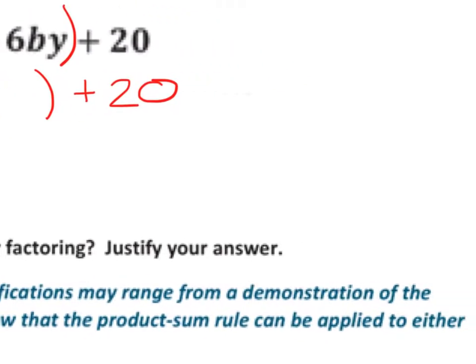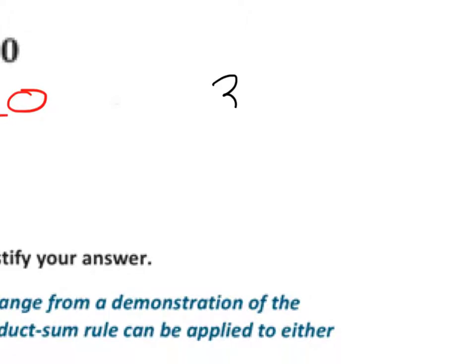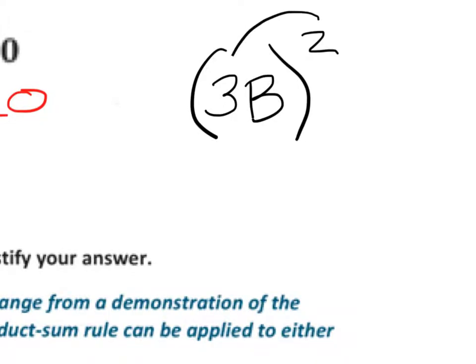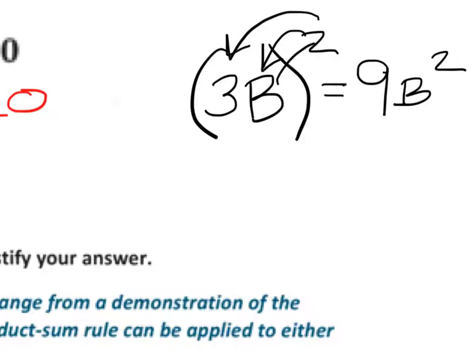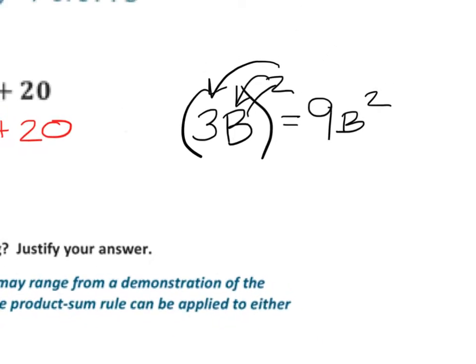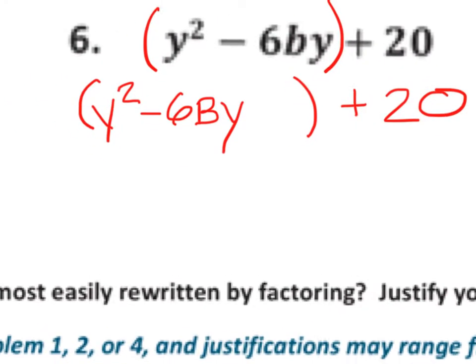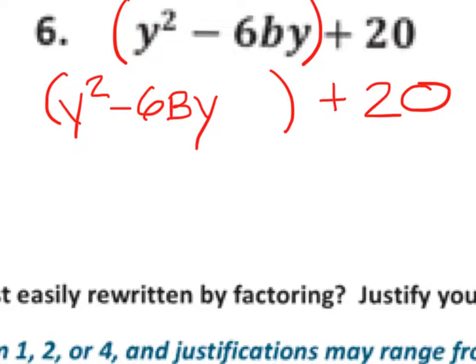We'll go over here to the right. 3b, quantity squared. Square this, square this. 3 squared is 9. b squared is b squared. So it comes out to be 9b squared. So we will go in and fill that in here, plus 9b squared.